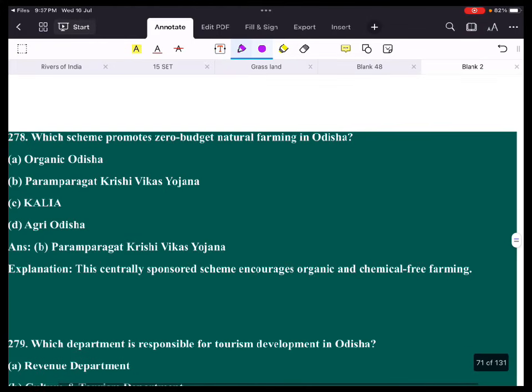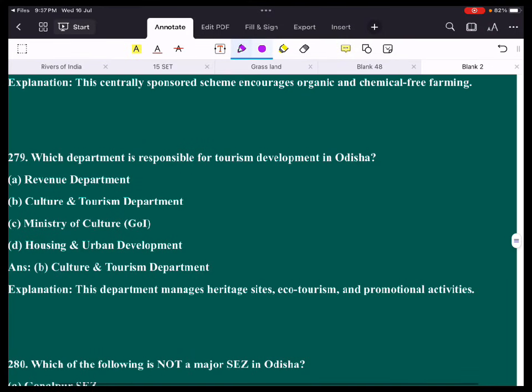Which scheme promotes zero budget natural farming in Odisha? That is Paramparagat Krishi Vikas Yojana, option B. Which department is responsible for tourism development in Odisha? That is Culture and Tourism Department, option B.